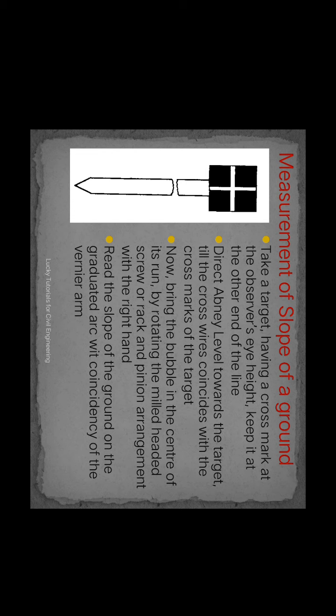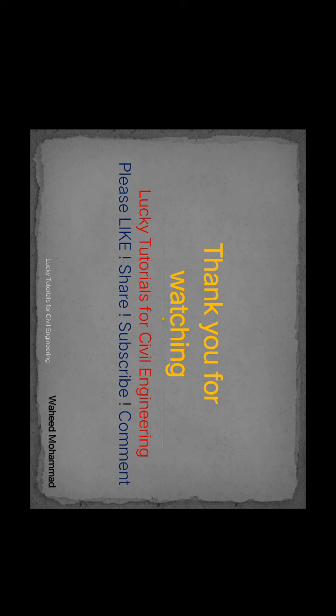From the position of the man who is taking the Abney level to where you want to know the slope, you keep the target there and direct your Abney level crosshair to meet the crosshair of the target. Now bring the bubble in the center of its run by rotating the same milled headed screw or pinion arrangement. Next, read the slope of the ground on the graduated arc with coincidence of the vernier. This is regarding the minor instruments and major part of the Abney level.